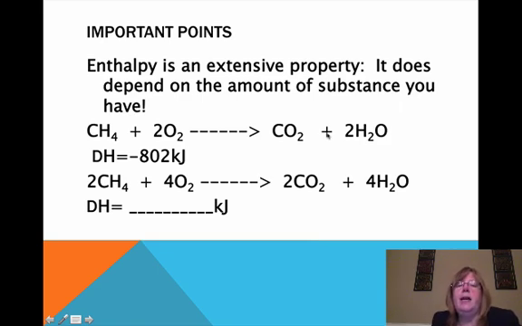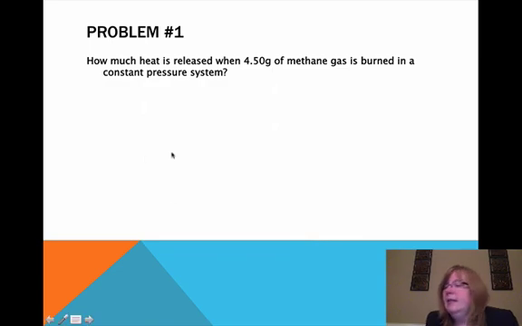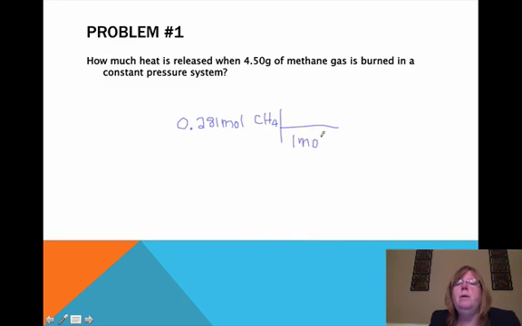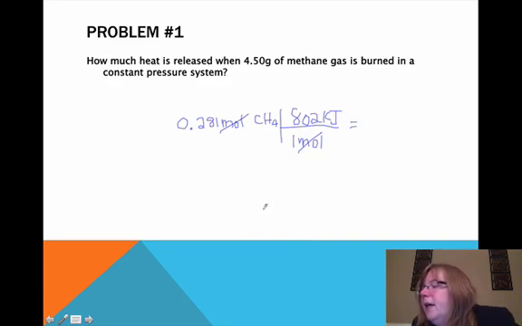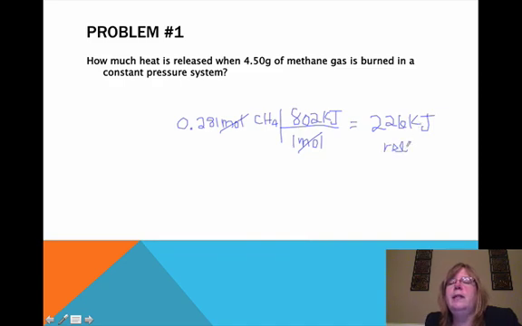So the question is, how much heat is released when we have 0.281 moles of methane? We know when we have 1 mole of methane, 802 kilojoules are released. But we don't even have a whole mole. What we have is 0.281 moles. So here's what we have to do. We've got the conversion that we just did, 0.281 moles of methane. And we know from our balanced equation that when 1 mole was burned, 802 kilojoules were released. And so see how the moles cancel, and then we're left with kilojoules. I didn't put a negative sign in there because we're saying that the energy is released, and so that kind of takes care of it. And so it's 226 kilojoules will be released when 4.5 grams of the methane is burned.